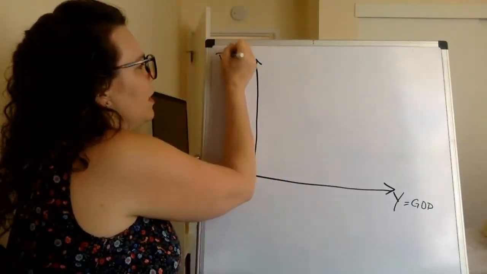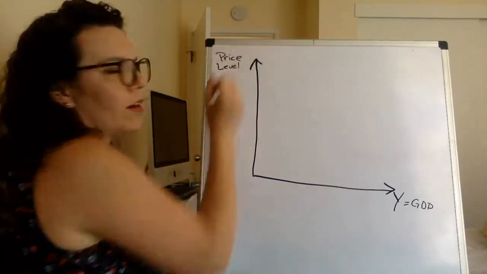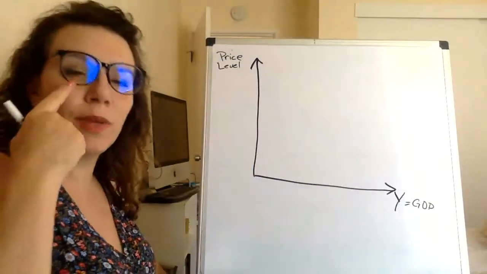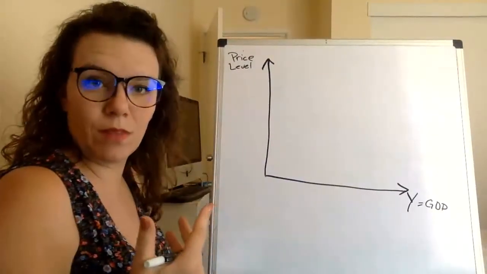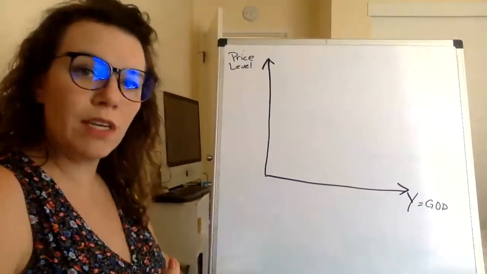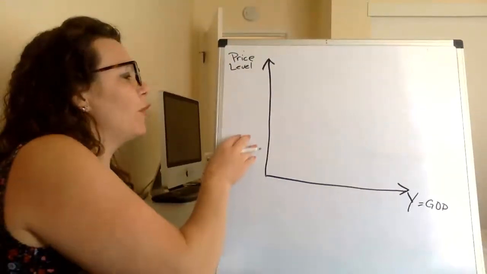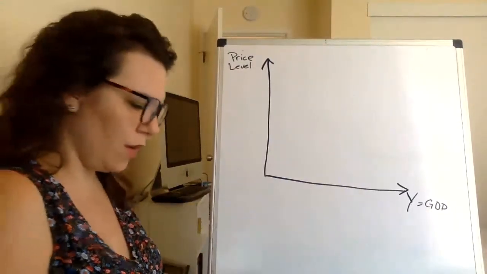Price level up here is the price level. It's how high prices are at any given time. So basically, we can think of it as a measure of inflation, right? That can be measured by the CPI or the GDP deflator, but the idea is as the price level goes up, the purchasing power of every dollar goes down.